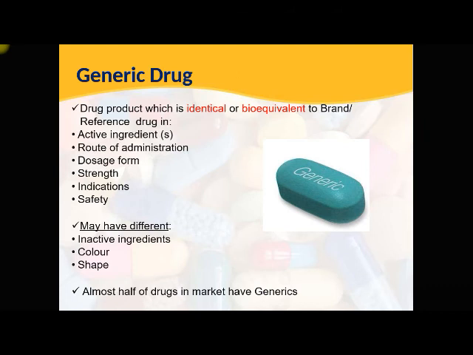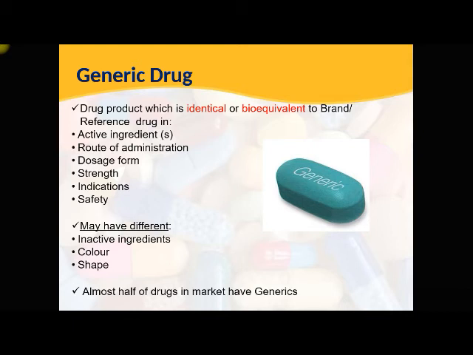Okay, so what is a generic drug? It is a drug product which is identical or bioequivalent to a brand or reference drug, and these are the criteria in which it should be identical or equivalent. First criterion is the same active ingredient in both, then the route of administration is the same, then the dosage form is the same, and the strength. When we say strength, we are talking about the amount of active pharmaceutical ingredient in it. So in the case of a paracetamol tablet, 500 milligram is the strength of that tablet.